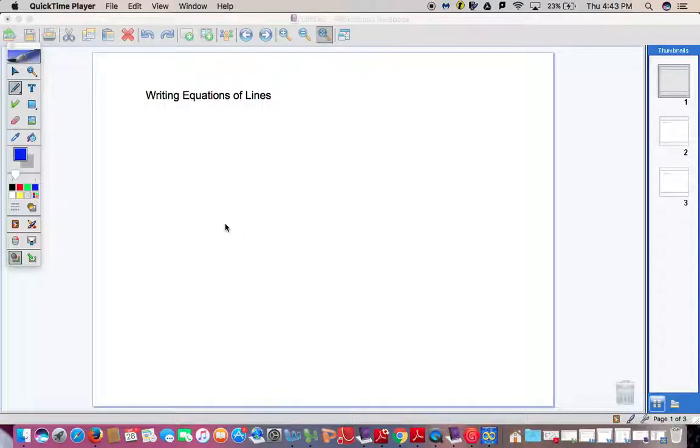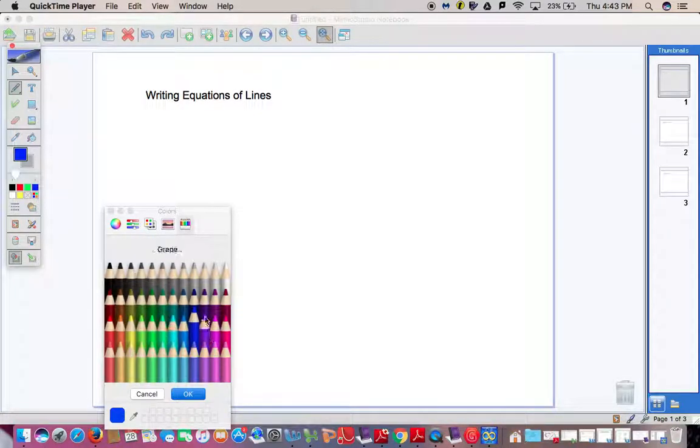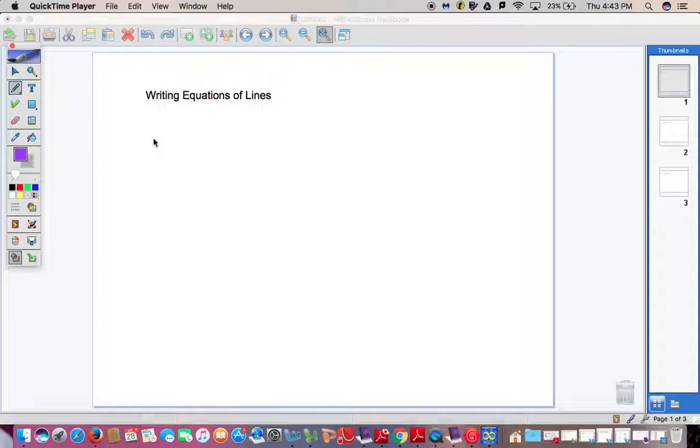Hello, today we're going to be talking about writing equations of lines. And the equation that we're most familiar with is slope-intercept form, which is y equals mx plus b, where m is our slope and b is our y-intercept. Now, for it to be a y-intercept, that means that's the point that it crosses the y-axis. So this point really looks like (0, b), where the x value is 0 and the y value is b.